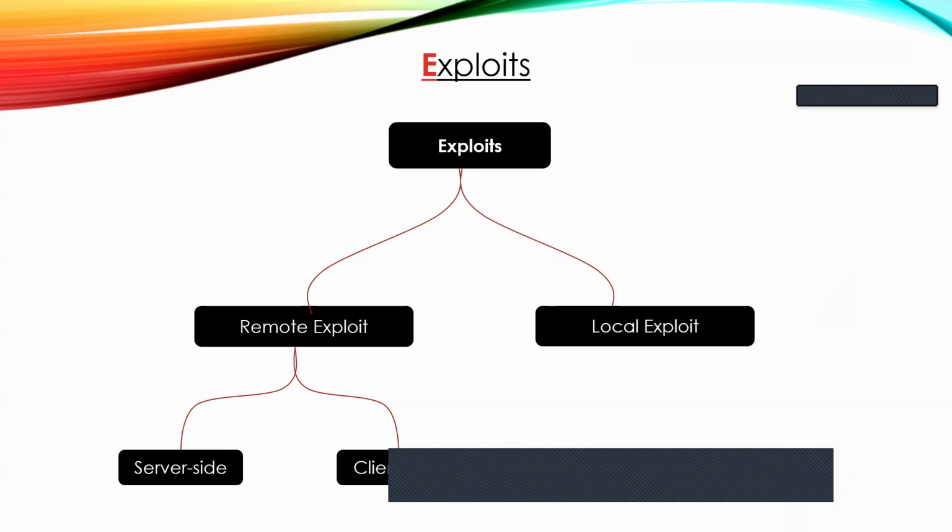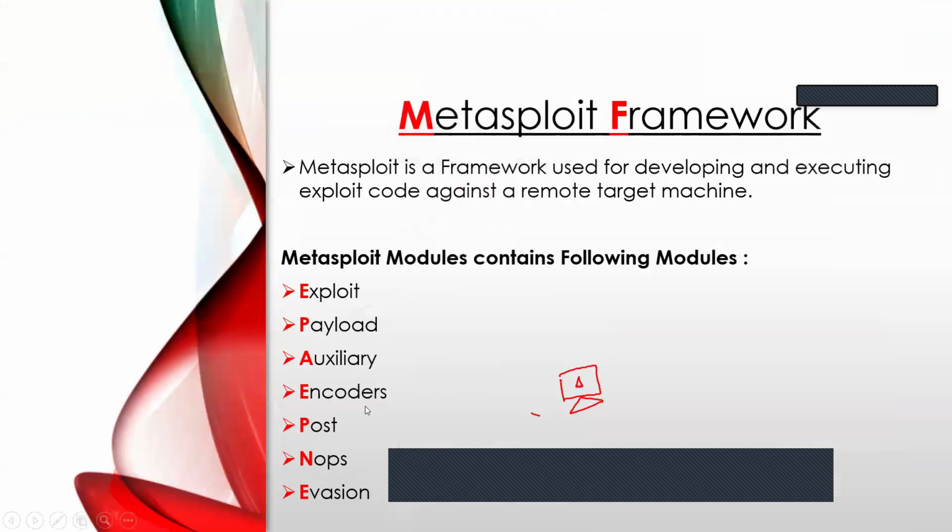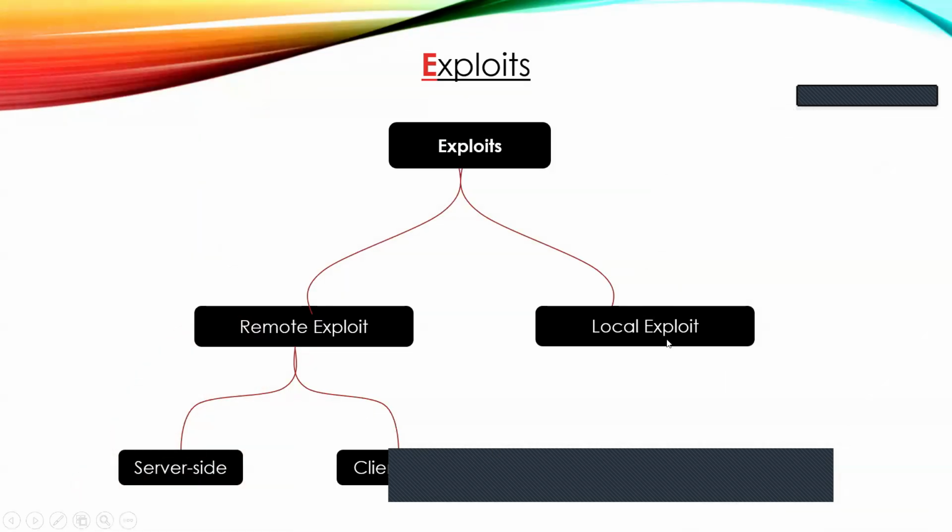Then what is a local exploit? To perform local exploitation, you need at least prior access to that system, or else physical access to that system. Only then can you perform a local exploit. In a remote exploit, we can remotely attack the target and it doesn't require any physical or prior access. But for a local exploit, you need prior access or physical access. We already talked about post modules in the previous slide. Post exploitation is also called local exploitation.